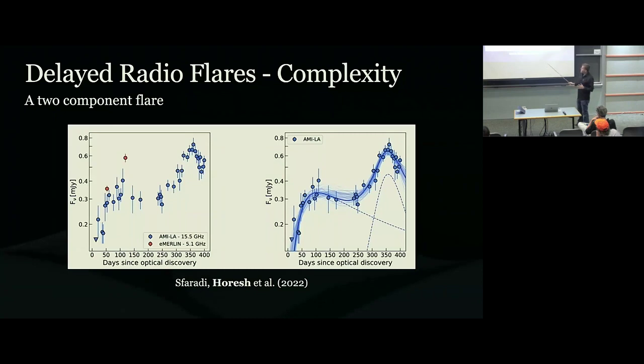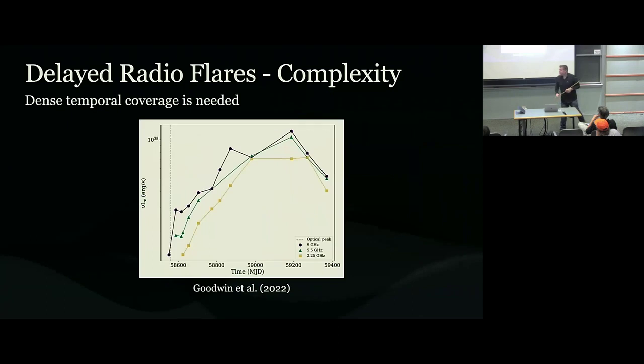And we believe that there are two bumps here, right? As you can see, there is an initial prompt radio emission, and then there is another flare on top of this. And this is from the Goodwin et al. paper, and this is, I think, what you saw on the first day.